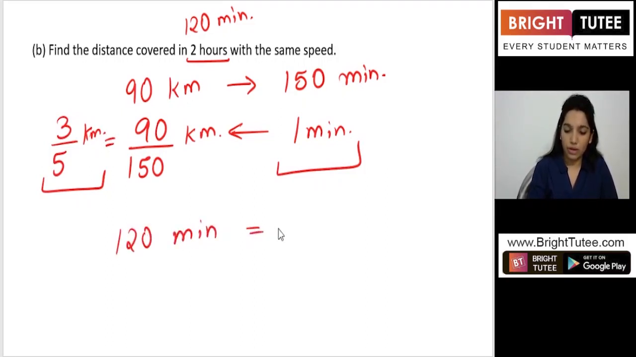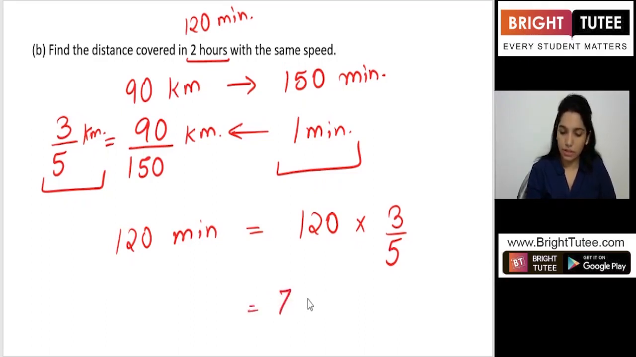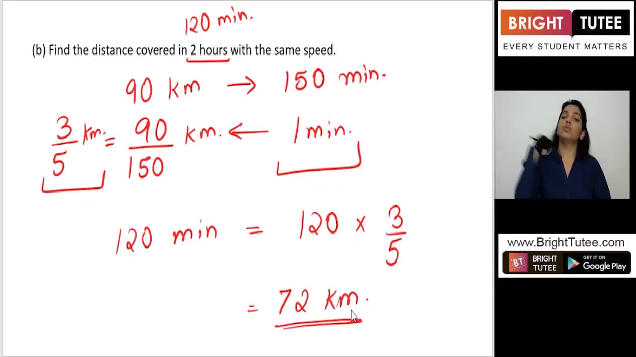So for 120 minutes, we'll simply multiply 120 by 3 over 5. I hope this is clear how we have done this. Now, let us solve: 120 divided by 5 is 24, and 24 multiplied by 3 is 72 kilometers. So the distance it travels in 2 hours is 72 kilometers.